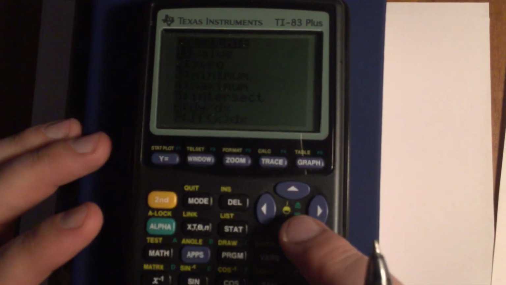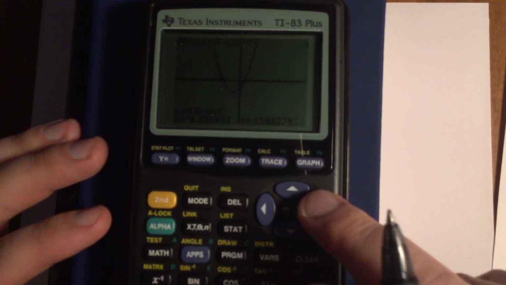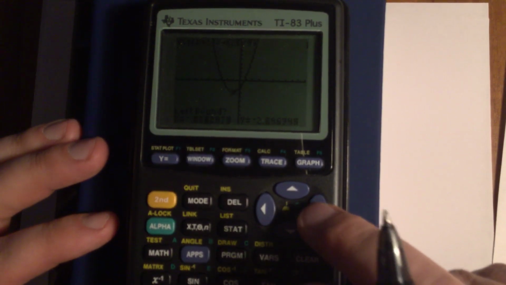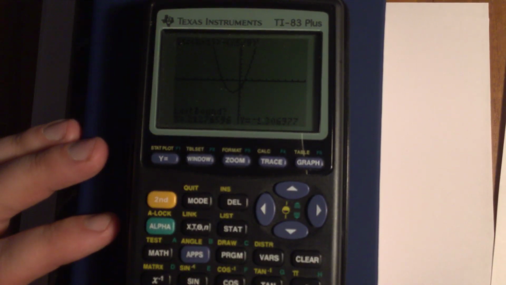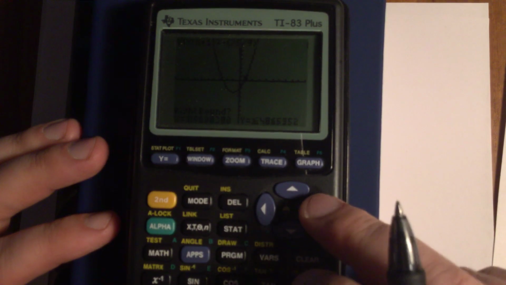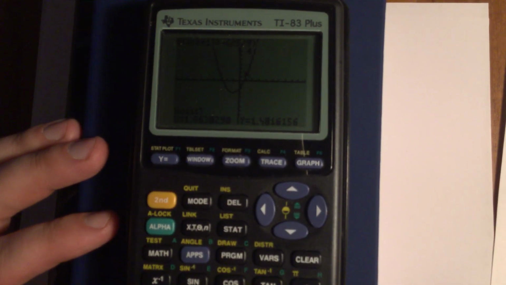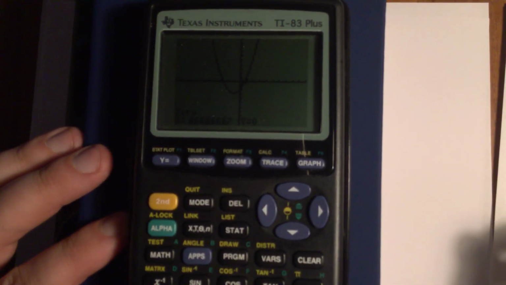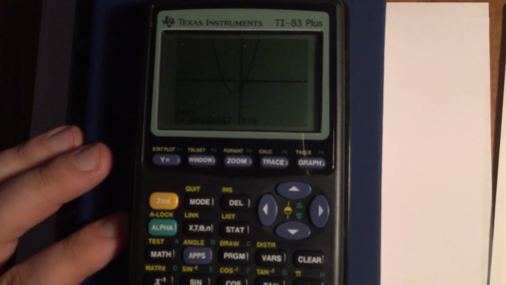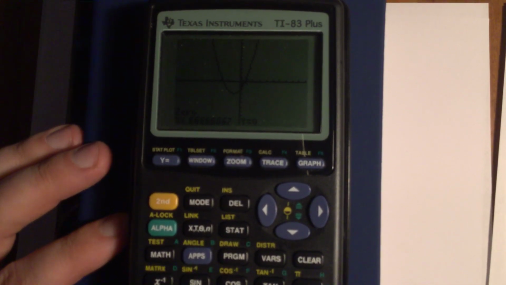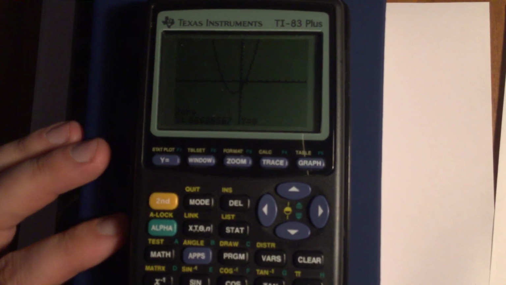And I'm going to do the same thing again, but this time I'm going to move the cursor to the other side. So left bound, the left side of it is here, right? And the right side of it is there, hit enter, that is 2/3. And for these, you don't even have to show your work.